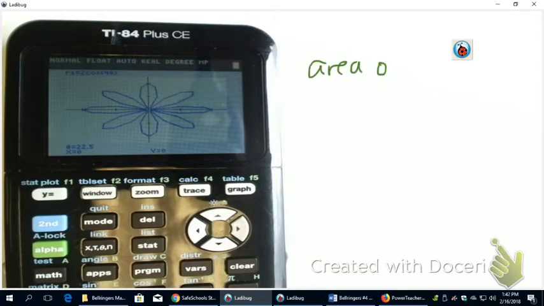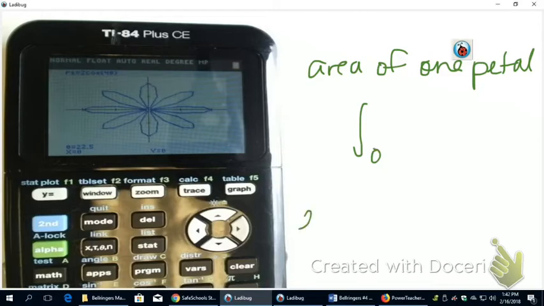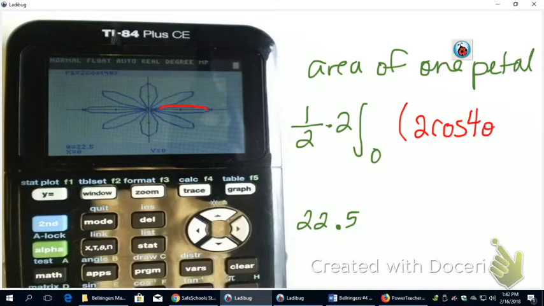So area of one petal is going to be the integral from 0 to 22.5, which I need to think about here in just a second. It's a half, because that's part of the formula, but I am going to multiply by 2 because half in one petal is just that very top part, but I need the whole petal. And the way that this was written, I would have to have 2 weird angles, whereas here I'm just going to have one weird angle, so that's the reason I'm going to do it this way. The formula is 2 cosine of 4 theta squared, and then that'll give us the answer.